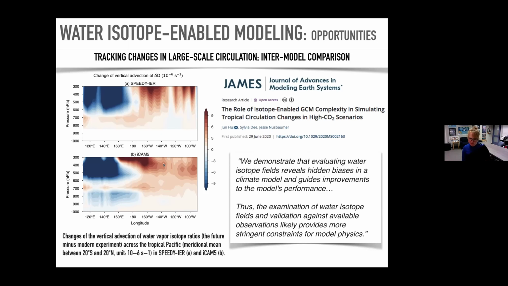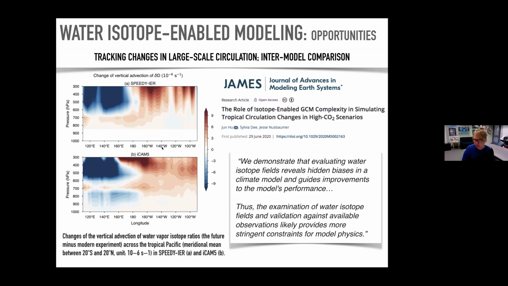for changing the model physics to improve the simulations. One of the critical arguments that we make in this paper is that when we evaluate precipitation, winds, vertical wind, we get some comparisons that are meaningful. But when you look at the water isotope fields, you get more information, and it reveals hidden biases in the climate model that can guide improvements to the model performance. Likely, using the water isotope comparisons against our satellite observations, for example, provides a more stringent constraint on model physics.